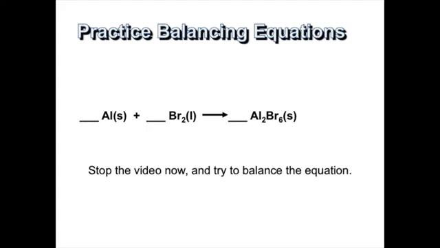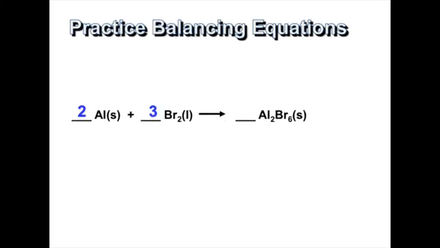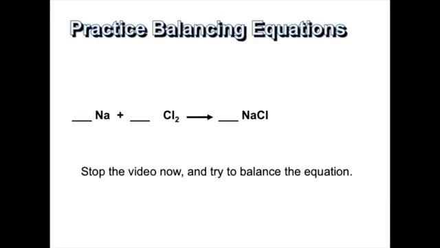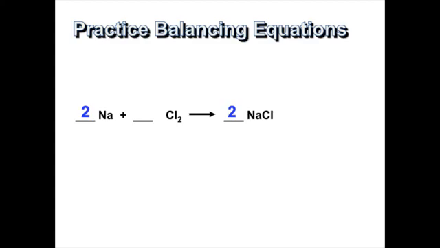Now stop the video again and practice on this one. Okay, check your answer. If you got it right, you put a 2 as a coefficient in front of the aluminum and 3 in front of the bromine. Stop the video again. Practice with this equation. And if you got it right, you have a coefficient of 2 in front of the sodium and also the sodium chloride.